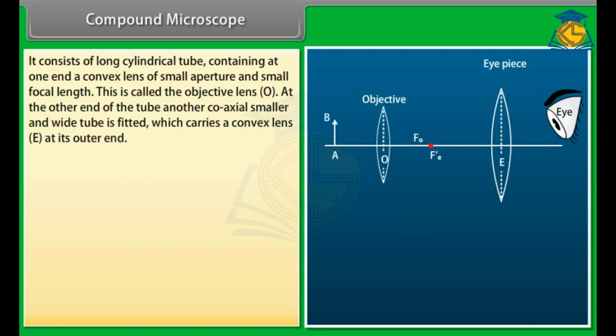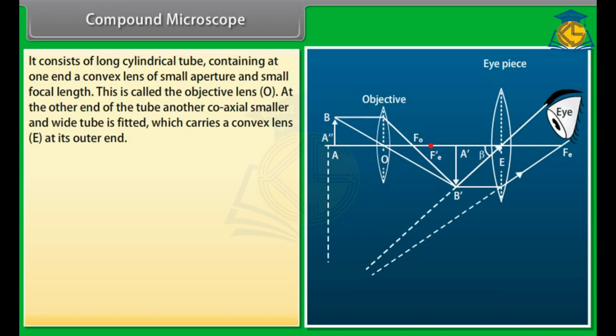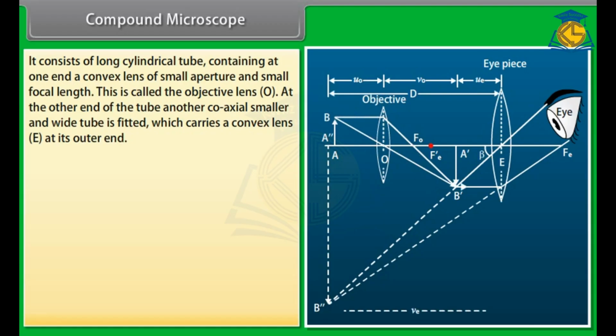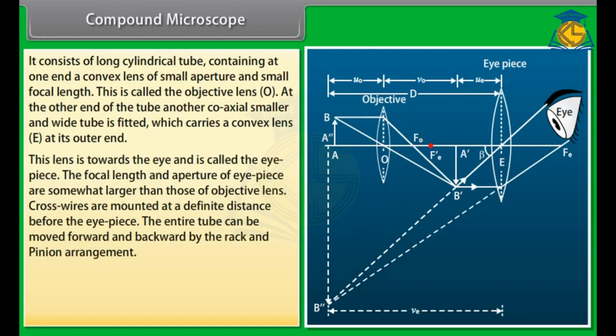Compound microscope. It consists of a long cylindrical tube containing at one end a convex lens of small aperture and small focal length. This is called the objective lens O. At the other end of the tube, another coaxial smaller and wider tube is fitted which carries a convex lens E at its outer end. This lens is towards the eye and is called the eyepiece.